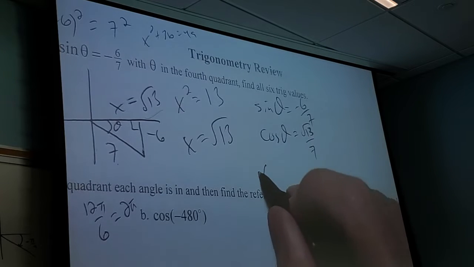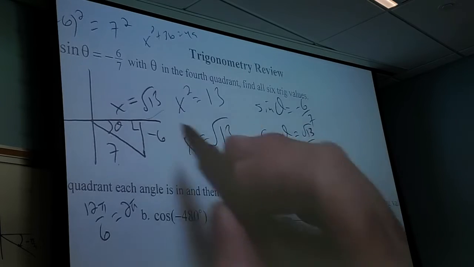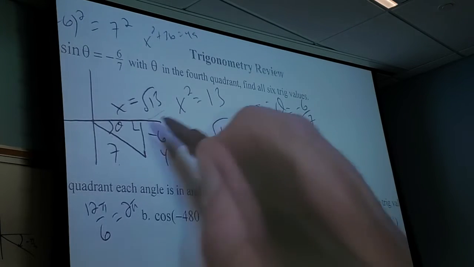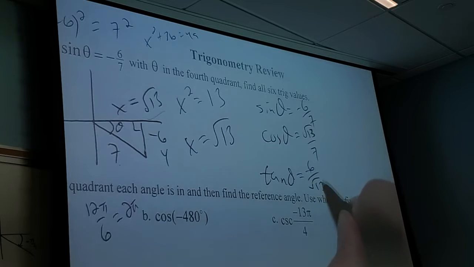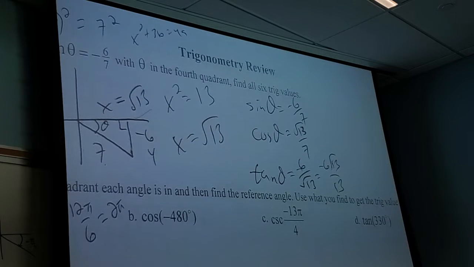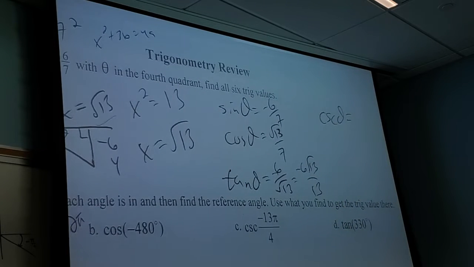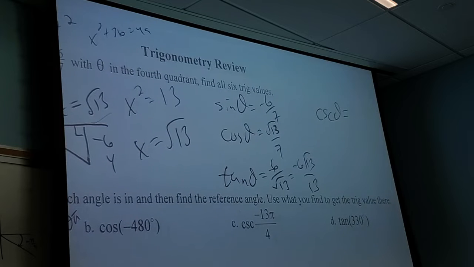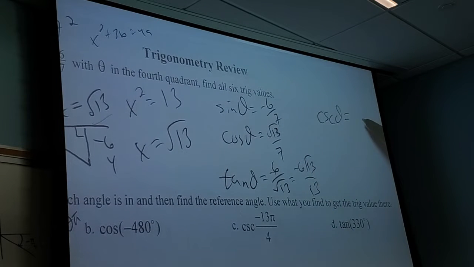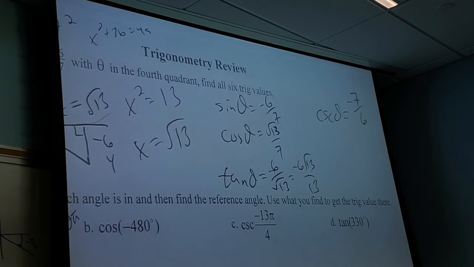What about tangent? Yeah, it's y over x. So it's negative 6 over rad 13, and then you should rationalize it. So there's tangent. Cosecant is nice. I basically just gave you that one. What's cosecant going to be? I know sine is negative 6 over 7, so cosecant is negative 7 over 6. So cosecant is just flip the sine.